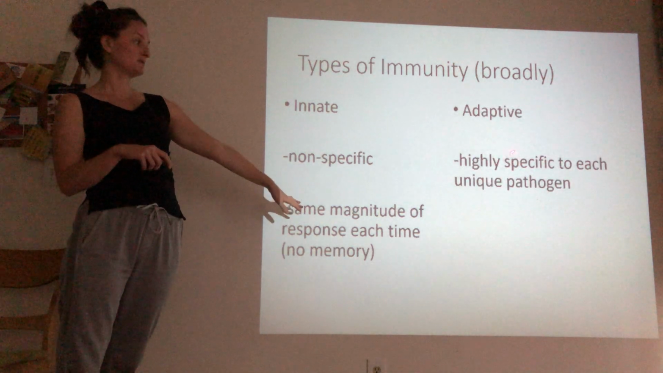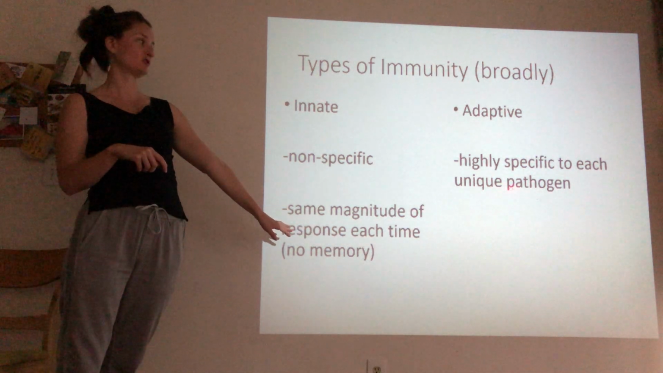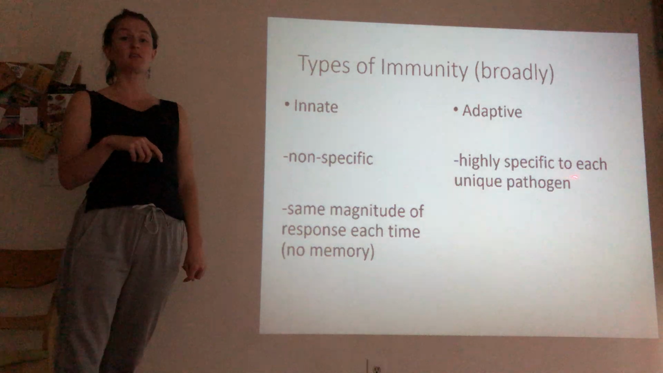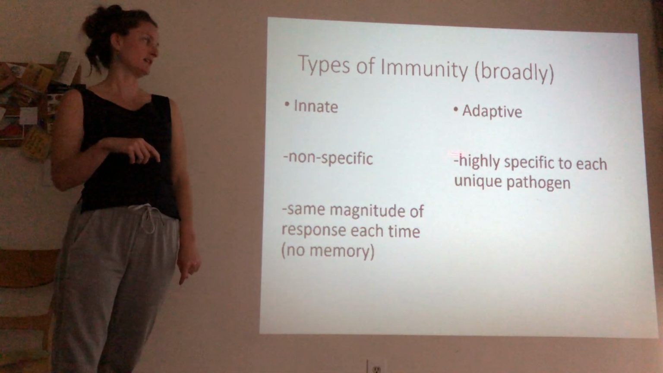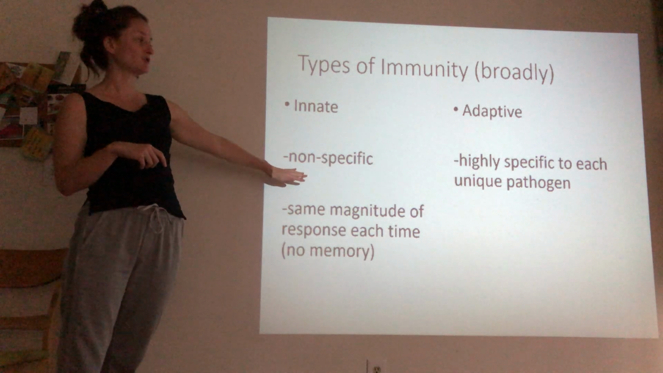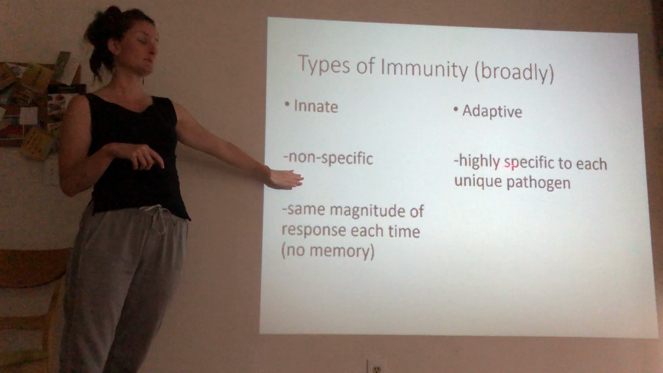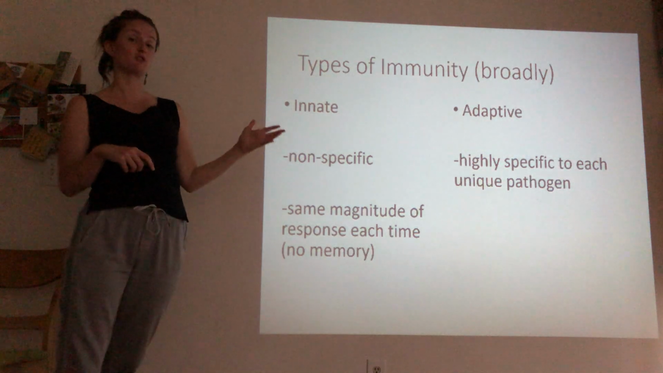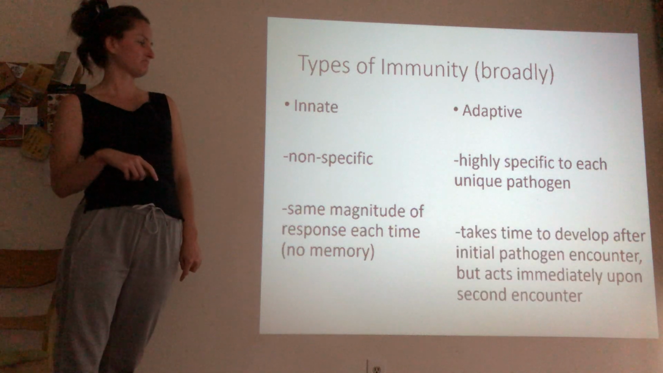Whereas the adaptive immune system is highly specific to each unique pattern, each unique pathogen. So it recognizes the exact pathogen that has infected you in the past, regardless of its broad molecular signatures. The innate immune system will still recognize those. But to mount these highly specific responses that give you your immunological memory, you need your adaptive immune system.